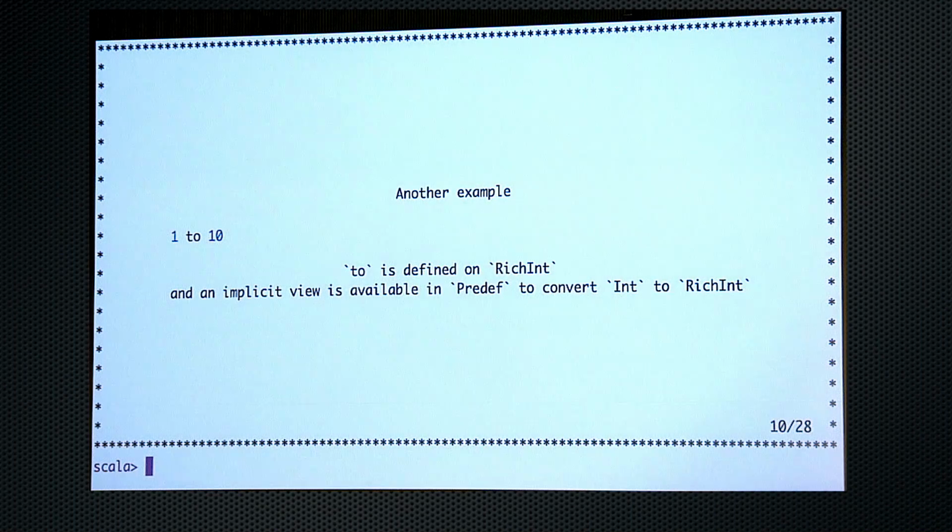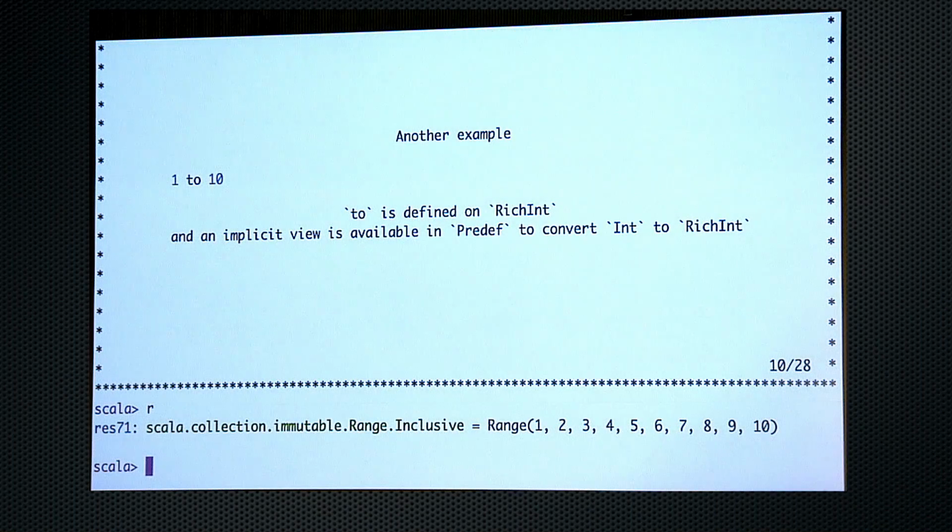Another example, you might know this from the standard library as well, 1 to 10. If you run this, you get a range from 1 to 10. Of course, the to method is not defined on integers. So what happens here is that there is something called RichInt in the standard library, which does define the to method, and there's an implicit view available that is automatically in scope by using Predef. And it will do the conversion for you.